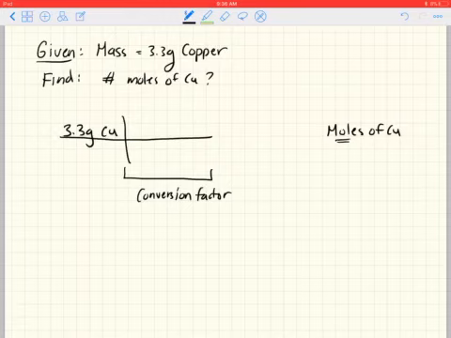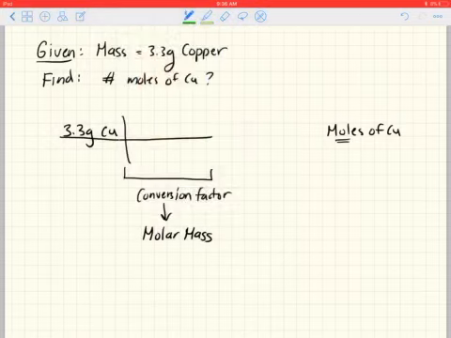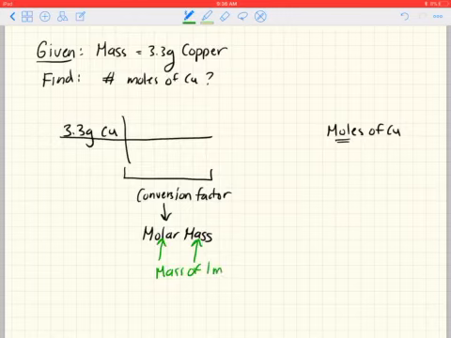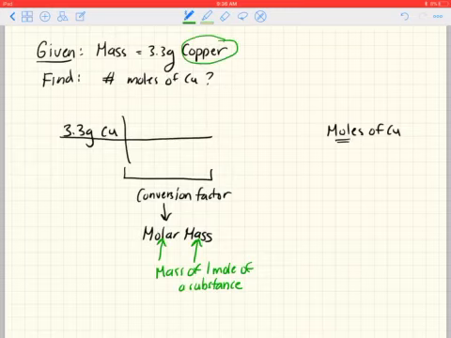So the conversion factor that I will be using right now is the concept of molar mass, which is a concept that we started to develop in class today. Okay, so what is molar mass? Molar mass is basically the mass of 1 mole of a substance. This is a pretty generic definition, but since we know what we're dealing with, we are dealing with copper. Molar mass of copper is basically going to be the mass of 1 mole of copper atoms.